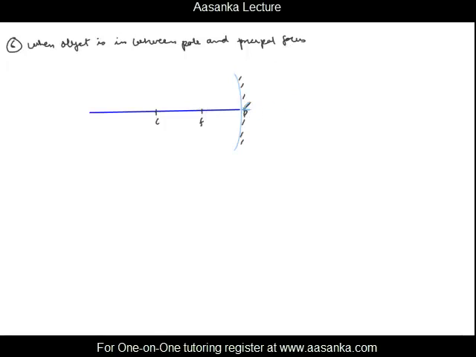The last case that we take is when the object is in between pole and principal focus. So this will cover all the cases. So let's draw the mirror first. So here is the mirror, this is pole, focus, center of curvature, and object is between pole and principal focus, so it's somewhere here.